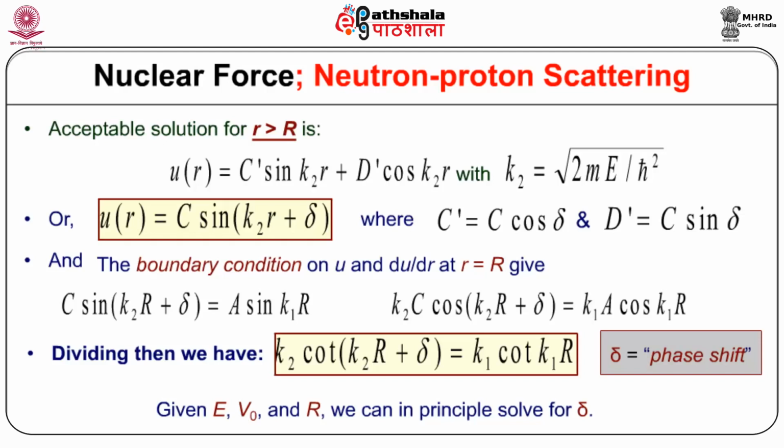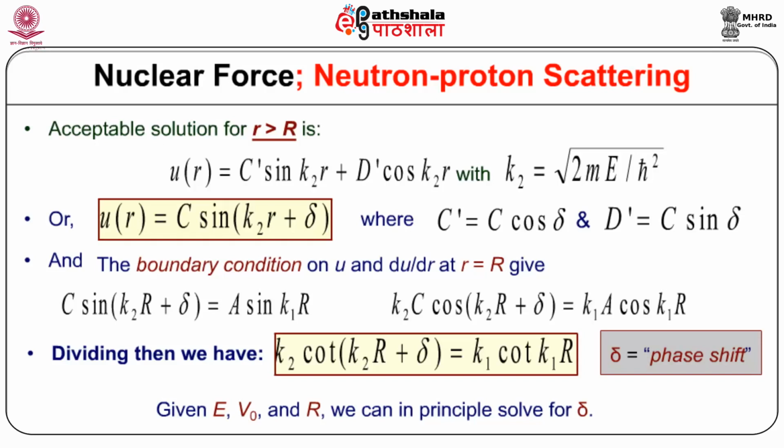and D' is equal to C sine delta. The boundary conditions on u and du by dr at r equal to R give C sine (K2 R plus delta) equal to A sine K1 R, and K2 C cos (K2 R plus delta) equal to K1 A cos K1 R. Why is this boundary condition applied? Because in order for u to be an acceptable wave function, it has to be continuous and single valued, and it has to be continuous at the boundary. Boundary means at r equal to R, the two wave functions should be the same. So we apply that condition.